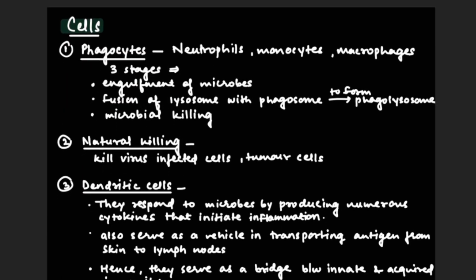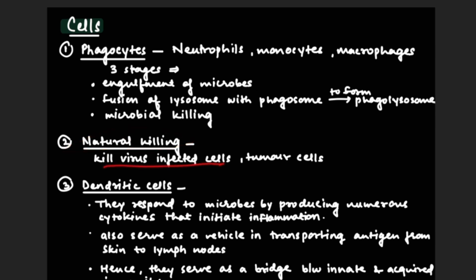Now we are going to see about cells. First is phagocytes. Phagocytes are the cells which engulf the microbe as well as kill it. There are three types of cells which do phagocytosis: neutrophils, monocytes and macrophages. There are three stages of phagocytosis. First is engulfment of microbes, then fusion of lysosome with the phagosome to form phagolysosome, and then finally the microbe is killed.